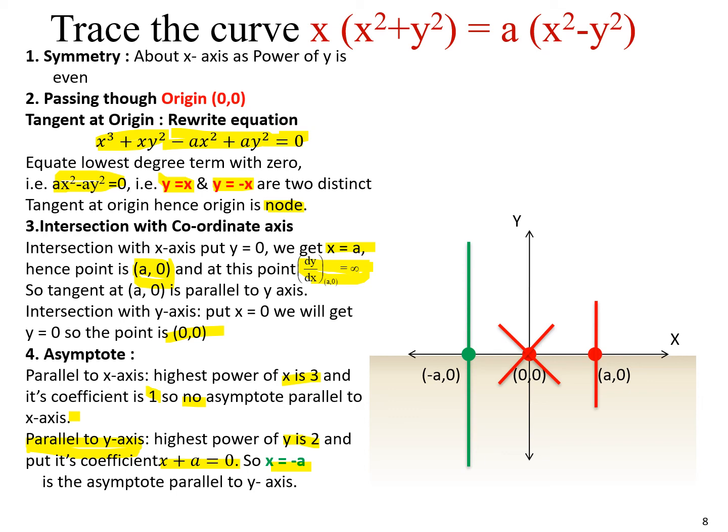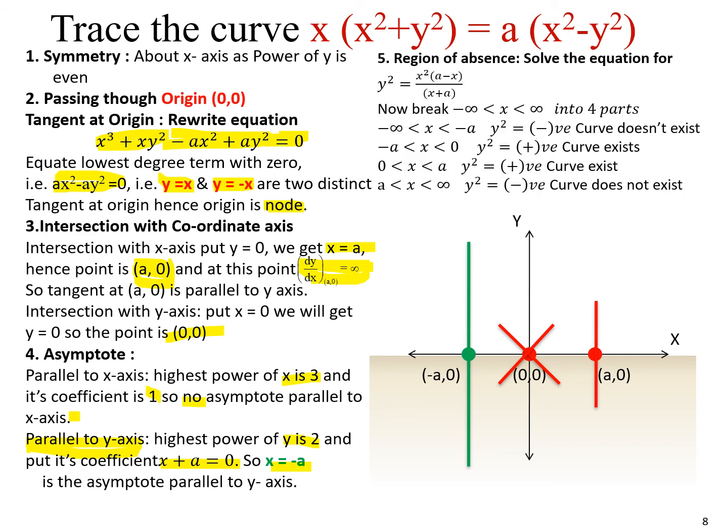Okay, now the last point, that is region of absence. Okay, so again this equation is solvable for y square. It will break into minus infinity to minus a, and in that region y squared is negative, the curve does not exist. Then from minus a to 0, y squared is positive, the curve will exist. From 0 to a, positive, the curve exists. From a to infinity, the curve does not exist because y squared is negative.